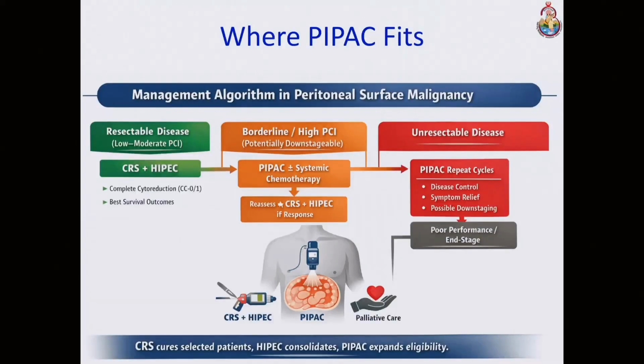So with this, where PIPAC fits in today is perhaps this. In resectable disease with low to moderate PCIs like CRS and HIPEC, we are doing as a curative procedure. For borderline cases which are potentially downstaged, maybe there is a role of PIPAC in the neoadjuvant setting along with systemic chemotherapy. That's a bi-therapy. And if the patient gets sufficiently downstaged, they can proceed to CRS with HIPEC. Unresectable disease, of course, there is a definite role in palliative settings.